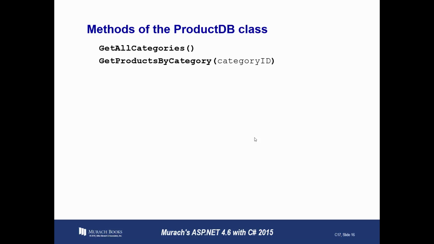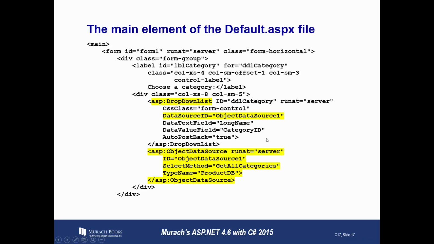So the category drop-down list is bound to an object data source, and that retrieves the list of categories. The data list control is bound to the second object data source, and that uses the parameterized query to retrieve all of the associated products. Okay? Both of them use a data access class named product DB. And the product DB contains these two methods that we saw right here.